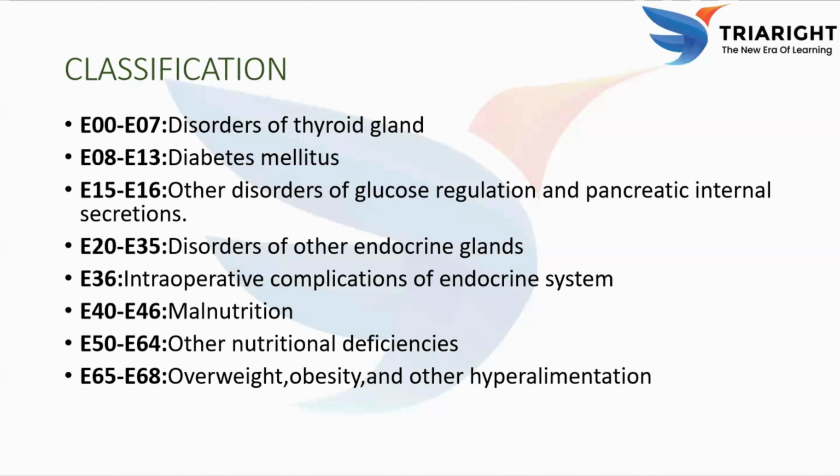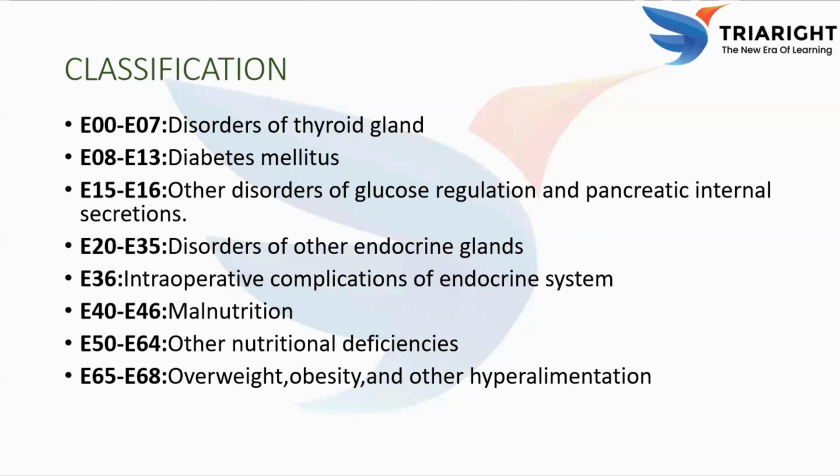Right. Coming to E36, it refers to the complications of the endocrine system. What complications and when? When complications occur during surgery, those are coded within the E36 code range. For example, bleeding, injury during the surgery. And E40 to E46 includes malnutrition, that is deficiency of nutrients, especially protein or calories. For example, E43 for severe malnutrition, whereas E44 for moderate malnutrition. This group is about poor nutrition, that is, not getting enough food or nutrients.